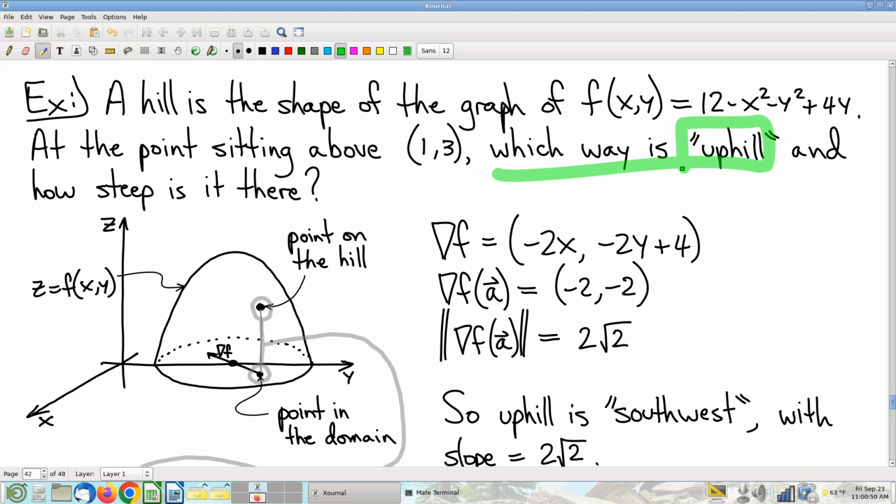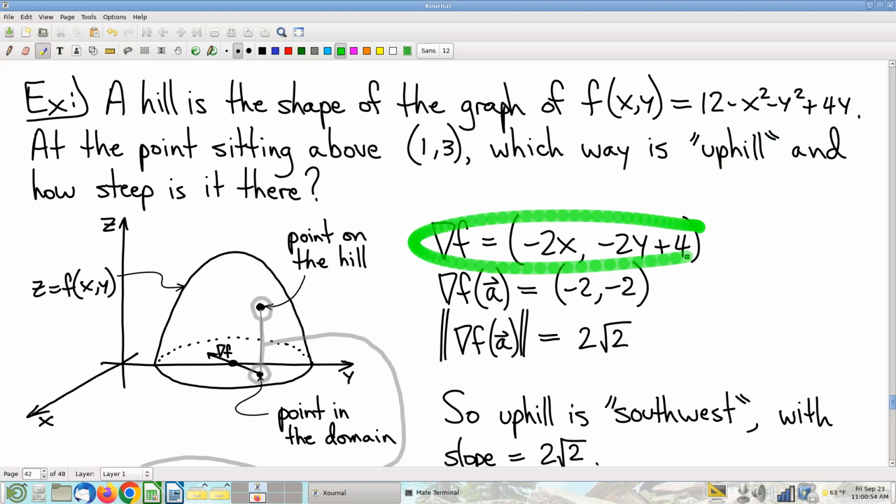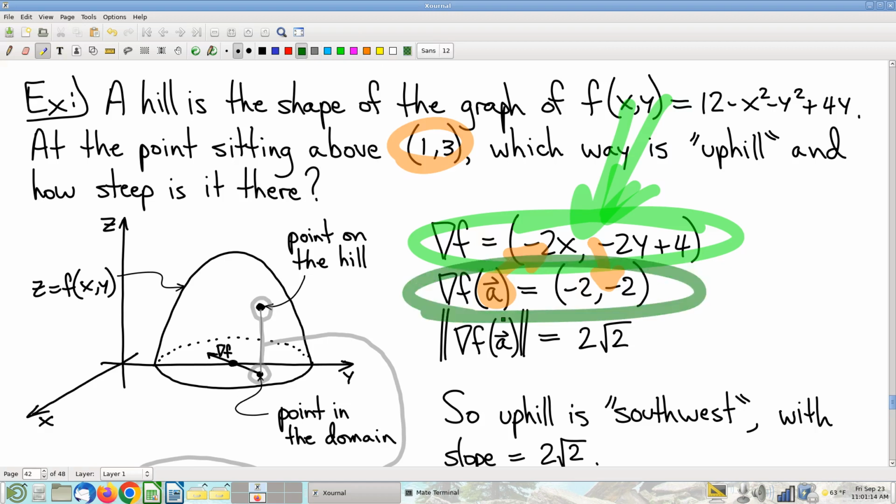If you're into that sort of thing. So, which direction do you go? Gradient. Always in the direction of the gradient. Right? So plug in, take the appropriate partials, x partial and y partial, plug in your point, 1, 3, and there's the direction that the function increases the fastest.